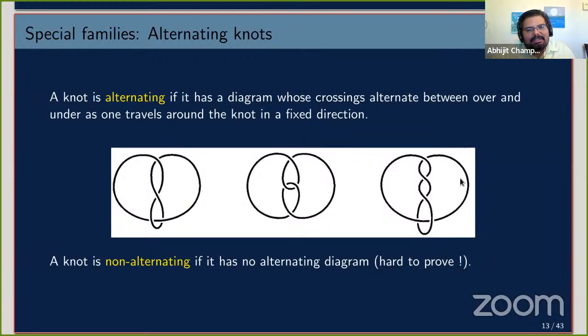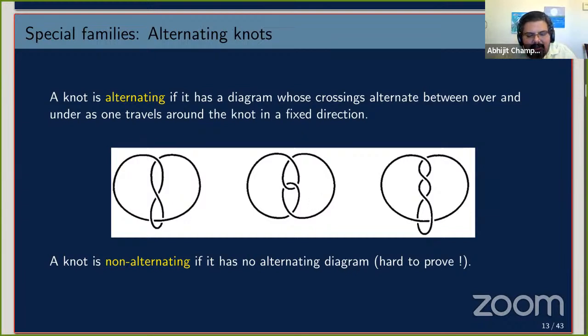All right. So the next special family of knots is alternating knots. This is a very interesting family, and from all perspectives, it's studied in great detail. A knot is alternating if it has a diagram whose crossings alternate between over and under as one travels around the knot in some direction. So as you start going, there is an overcrossing here, then undercrossing, overcrossing, undercrossing, overcrossing, undercrossing, overcrossing, undercrossing, and then you come back finally. So that's an alternating knot or an alternating link, depending on how many components.